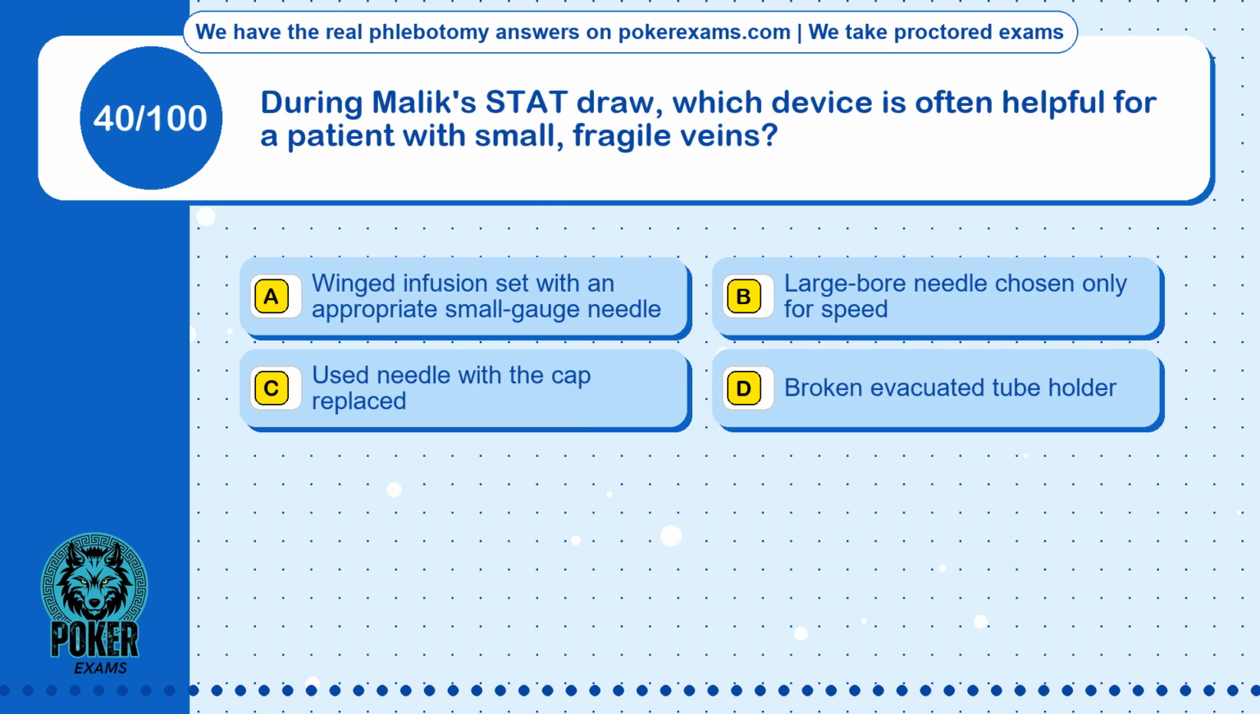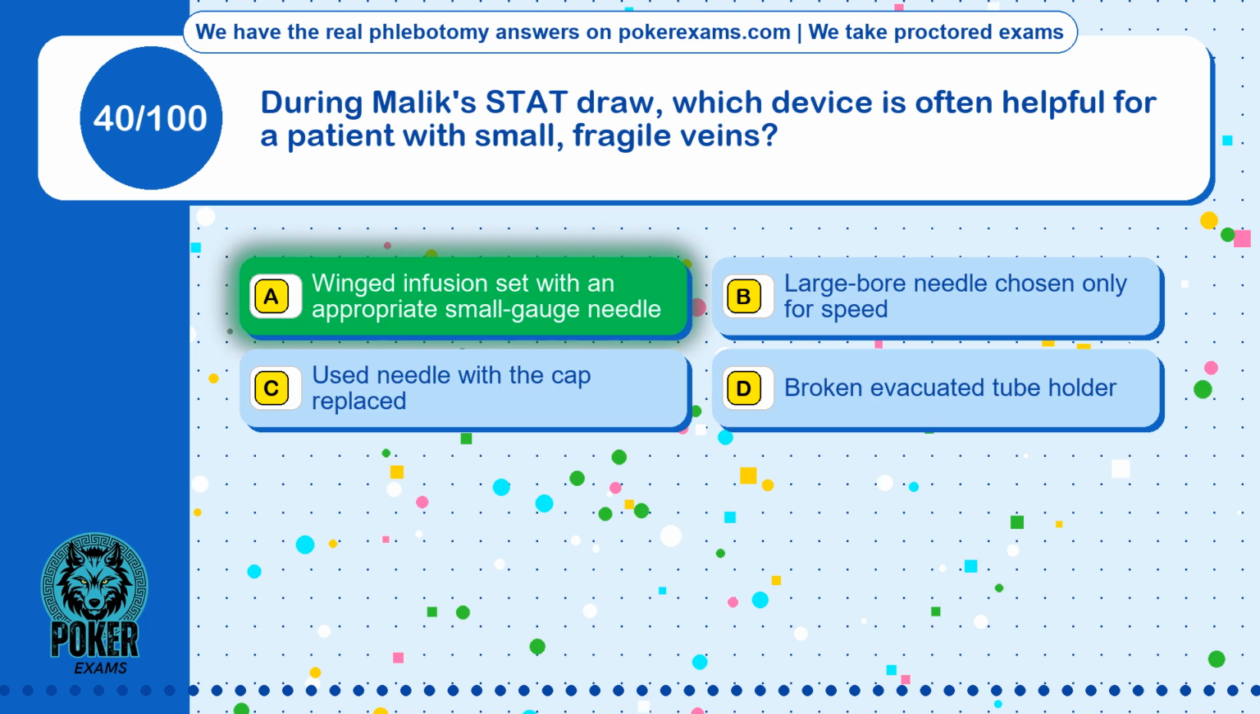Question 40. During Malik's stat draw, which device is often helpful for a patient with small, fragile veins? Option A: winged infusion set with an appropriate small gauge needle. Option B: large bore needle chosen only for speed. Option C: used needle with the cap replaced. Option D: broken evacuated tube holder.